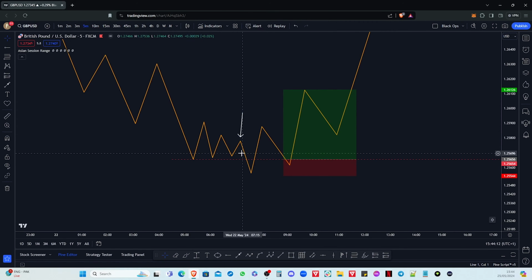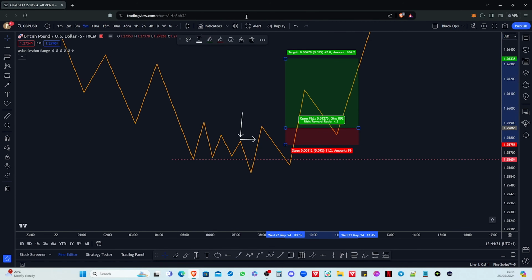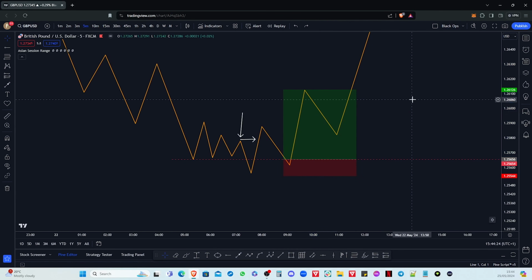So anyway, now we know that's that. We are looking for this high to be broken. It gets broken, and then we take the trade, and then we move up, and then we continue up.